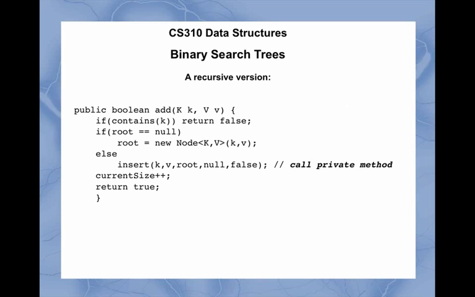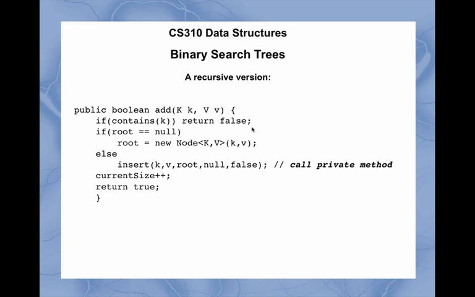So here we have a recursive version of this insertion. We have public Boolean add and then a key and value. Again, this is more or less a wrapper. The work is getting done in this private method that we have called insert. First, there's a check to see if it's a duplicate. If the key K is in the tree, then we abort and return false.